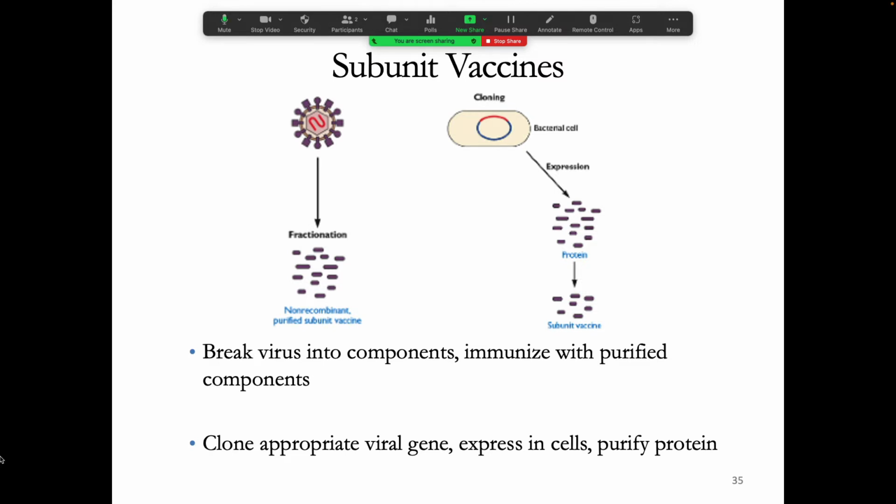If you have heard of the Novavax SARS-CoV-2 vaccine, the Novavax SARS-CoV-2 vaccine is a subunit vaccine. I mentioned to you last time there are no SARS-CoV-2 live attenuated vaccines on the market. The Sinovac SARS-CoV-2 vaccine that was developed in China is an inactivated vaccine. Novavax is a subunit.